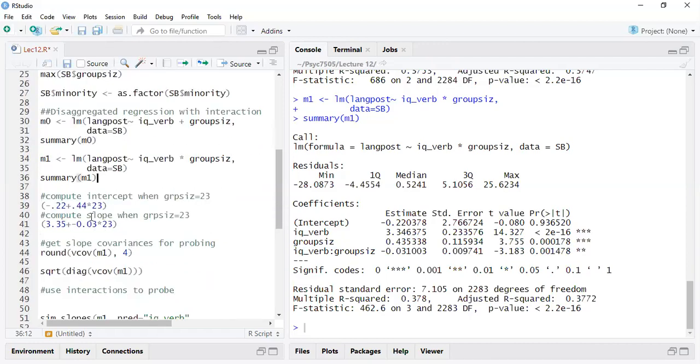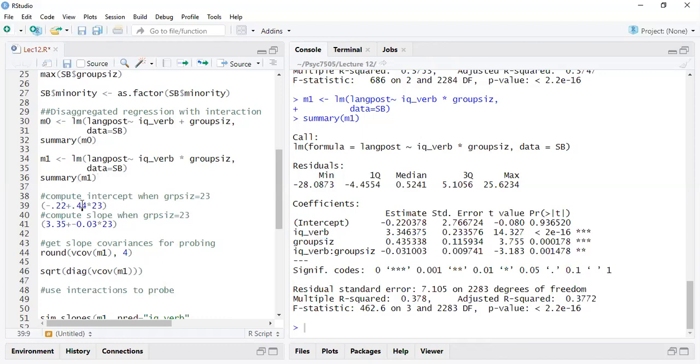Well, we could do this by hand if we want, computing simple intercepts and slopes. So I could say the simple intercept is the intercept plus the slope of the moderator, here group size, times the value of z.